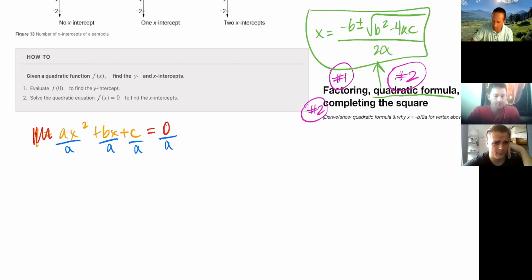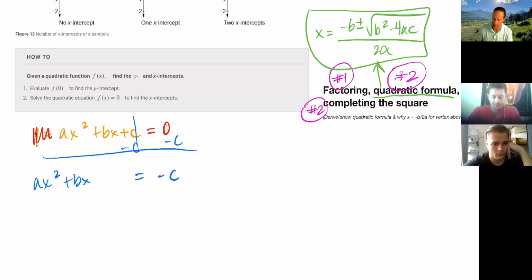You know what? Before I do that, I'm going to get rid of the c. I'm concentrating on solving for x, so I'm going to move this over. So now I got the ax squared plus bx equals a negative c. Now I'm going to go ahead and divide everything by a. So that that is gone. And now I have x squared plus b over a x equals negative c over a. Everybody good so far?